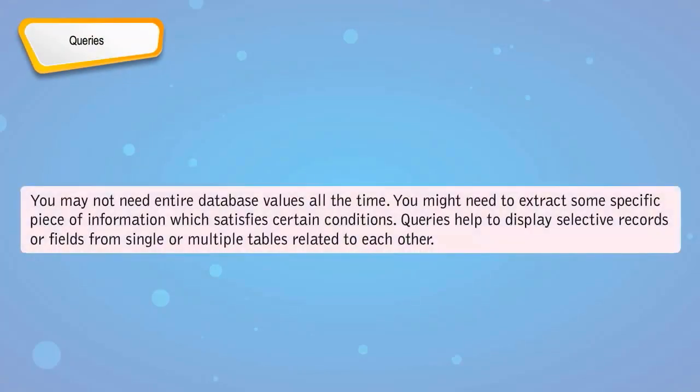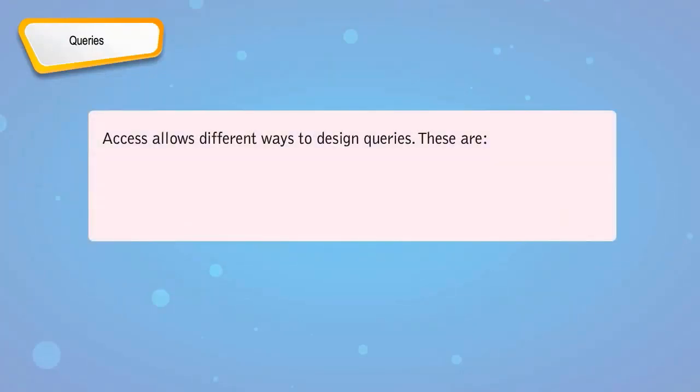Queries. You may not need the entire database values all the time. You might need to extract some specific piece of information which satisfies certain conditions. Queries help to display selective records or fields from single or multiple tables related to each other. Access allows different ways to design queries.